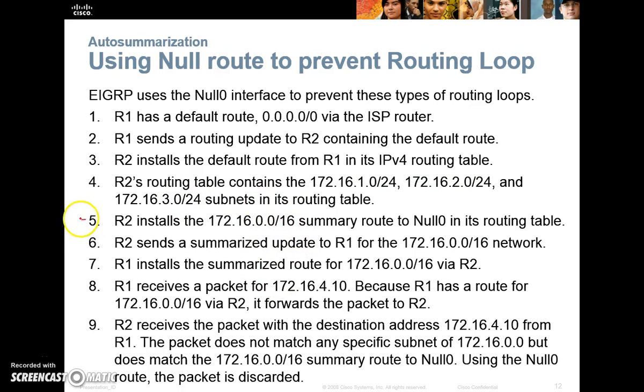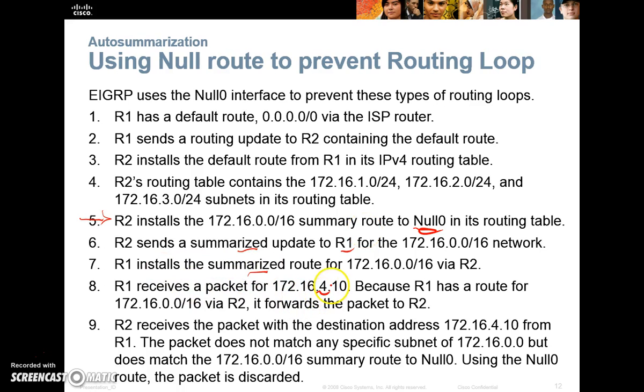This is something that is new compared to the earlier one, because of the Null 0. R2 installs the Null 0 summary route in the routing table, and at the same time, it also sends the summarized route to R1. So R1 installs the summarized route.